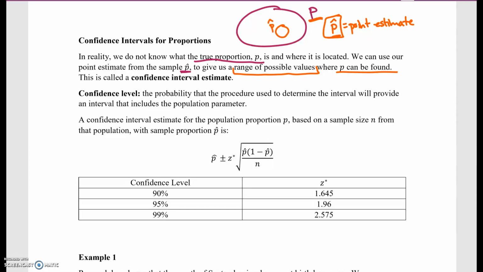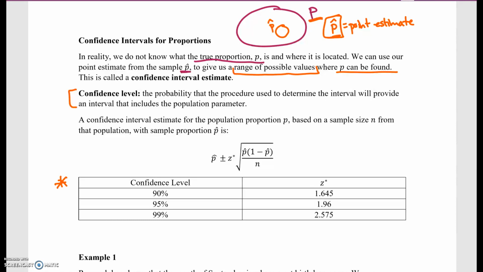So we need a couple things. The first thing that we're going to need is something called a confidence level. My confidence level is just the probability that the procedure used to determine the interval will provide an interval that includes the population parameter. So this is basically the probability that my interval includes that population parameter, okay? And there's a couple things that come with that. I wrote them down in this table, and we'll talk about confidence level a little bit more right now.